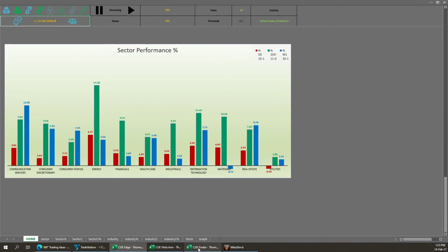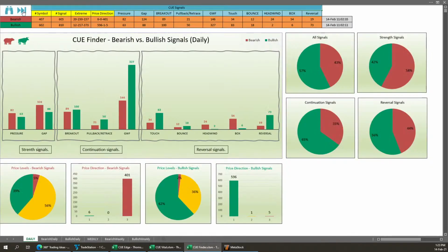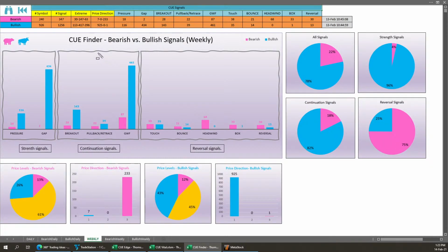What about technical breadth? Let's look at that from Q Finder, the balance between bullish and bearish technical signals. First, starting with the weekly interval. Overall, it's bullish, 78% signals bullish. Strength signals, 96% bullish. Trend continuation, 82% bullish. Only reversal signals are bearish.